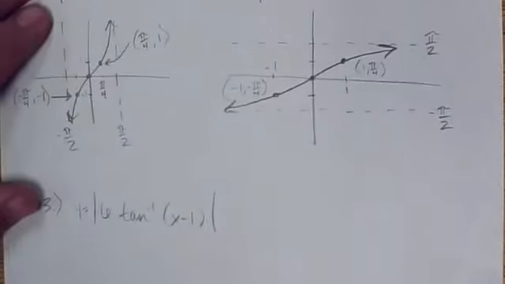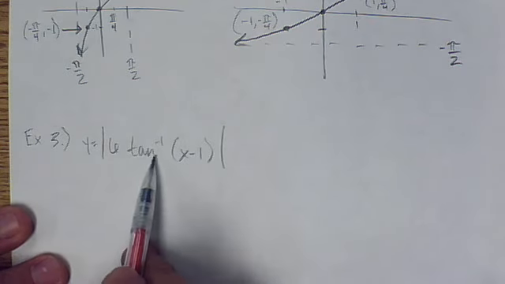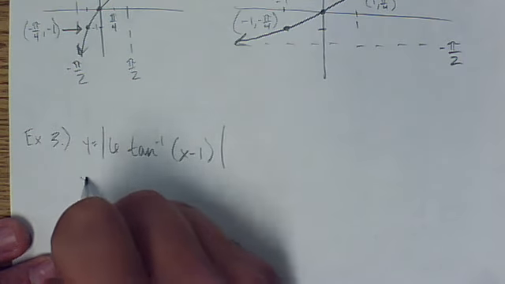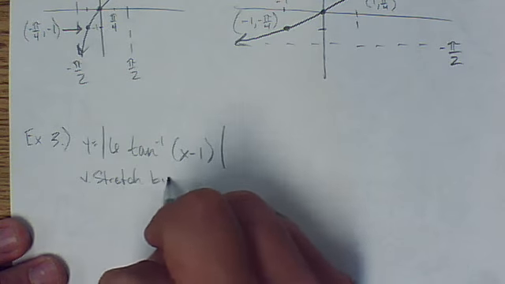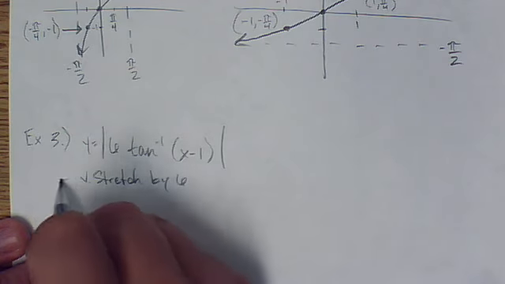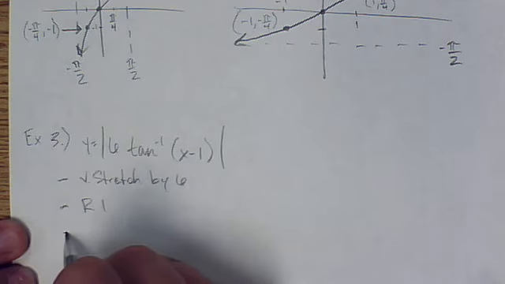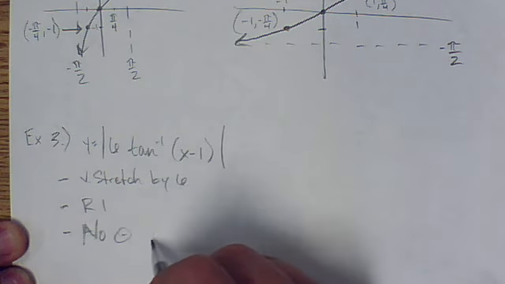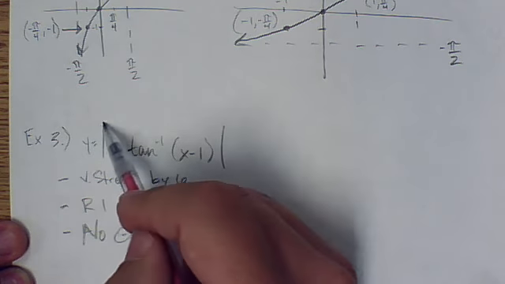So let's work an example here. Absolute value 6, inverse tangent x minus 1. So we're looking at a vertical stretch by 6. The next one is the right one, and then the last one will be no negative y values, because the absolute value is on the outside.